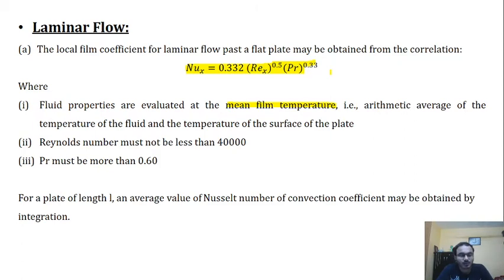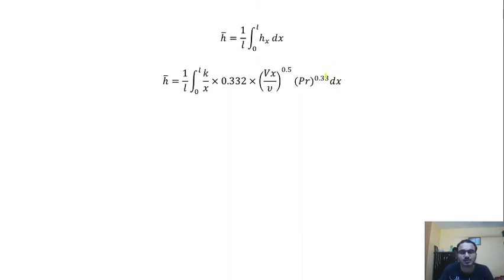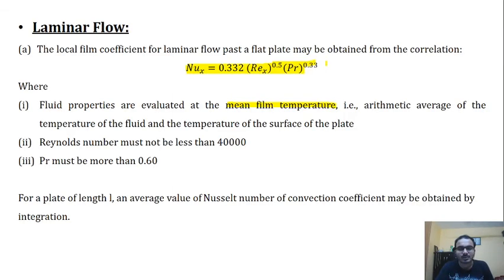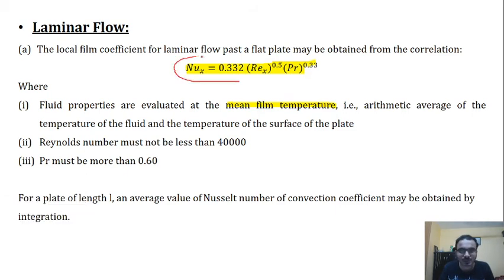So for a plate of length L, the average value of Nusselt number or convection coefficient may be obtained by integration, given by this formula we have already studied at the very beginning of this lecture, that is H bar is equal to 1 upon L integration 0 to L Hx dx. Now here we have simply put the relation which was available on the previous slide, and instead of Reynolds and Prandtl numbers we are putting their formulas.